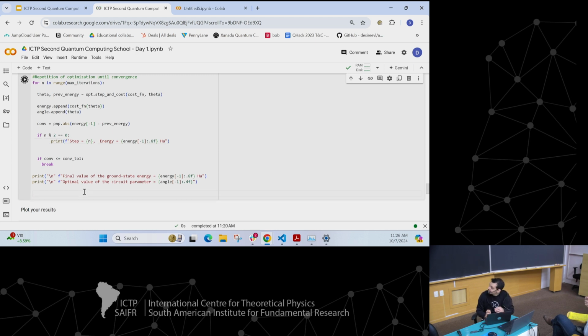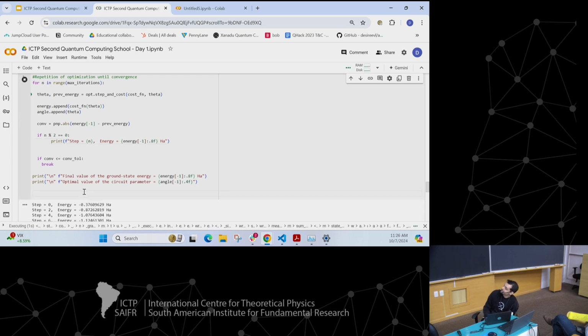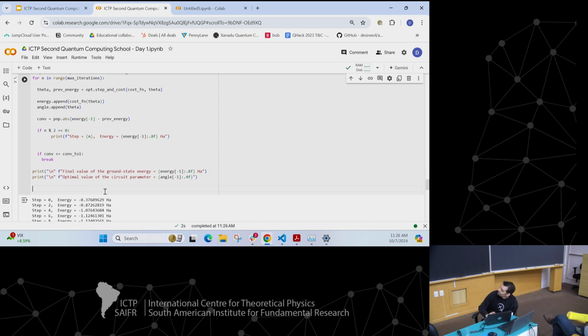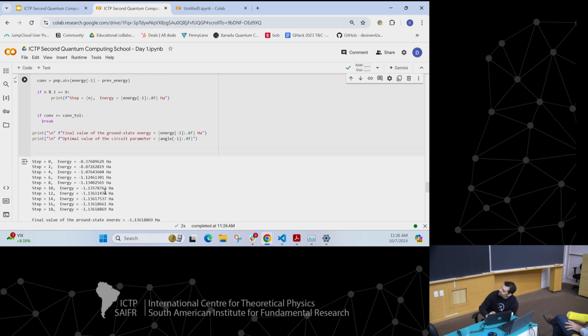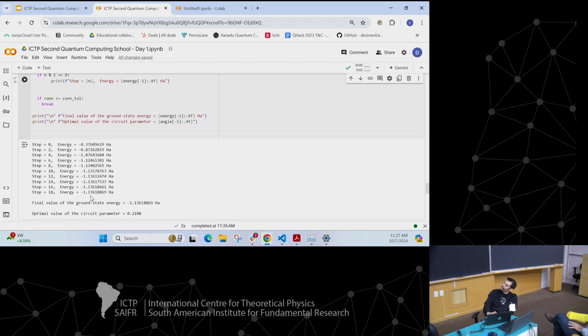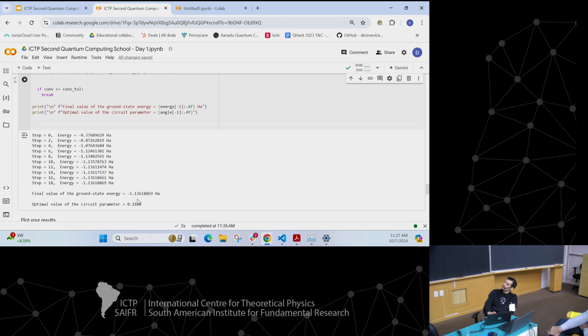Right, so let's try this. Okay, so you can see as the optimization is going, the value of the energy is indeed decreasing. So it's becoming more negative. Even though the absolute number is increasing, it's becoming more negative. After about step number 18 or 19, we've reached our tolerance value. So we stop the computation prematurely, and we can print out the final value of our energy and the optimal value of our parameter.